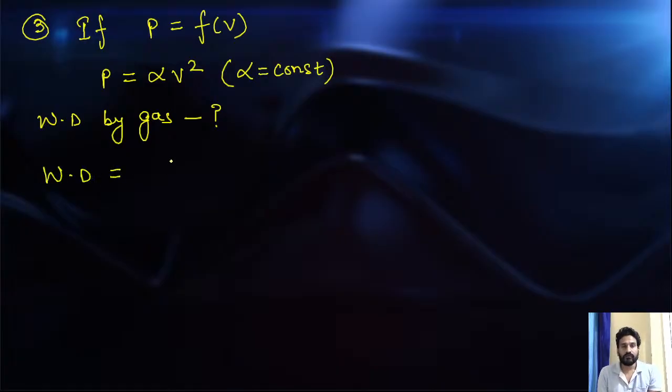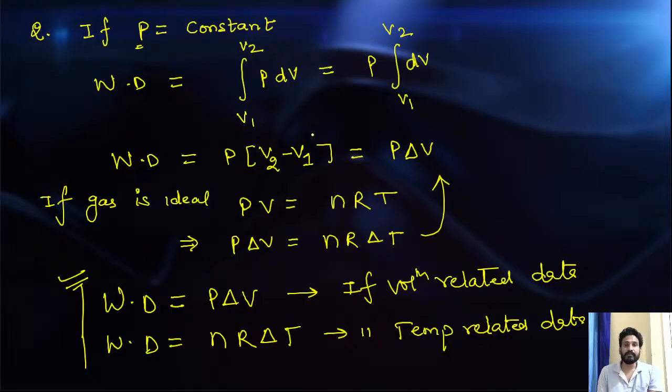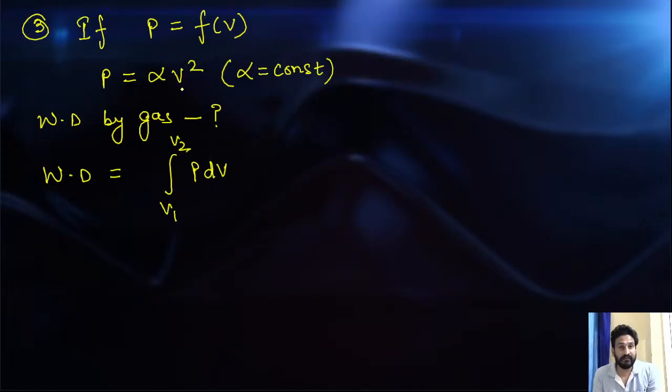Work done is equal to the integral of P dV from V1 to V2. Now understand, you cannot take P outside the integration. In the previous slide, we took P outside the integration because P was constant. Now P is variable. It is going to change with respect to the volume. So we cannot take P out of the integration. Instead, we have to put the P value in the integration. So what is the P value?